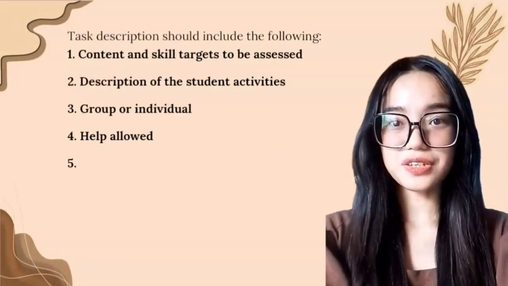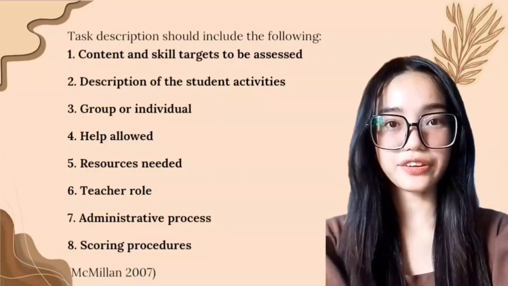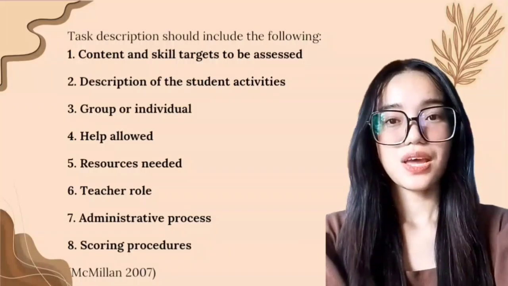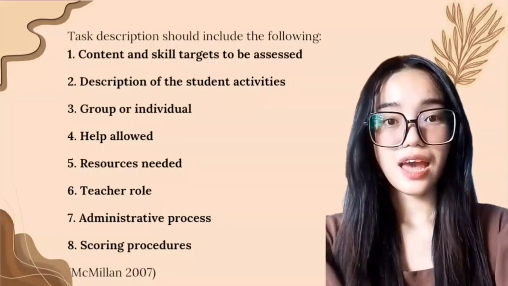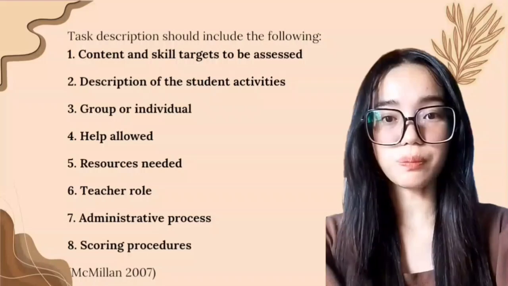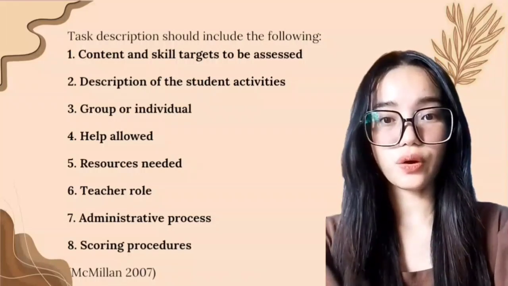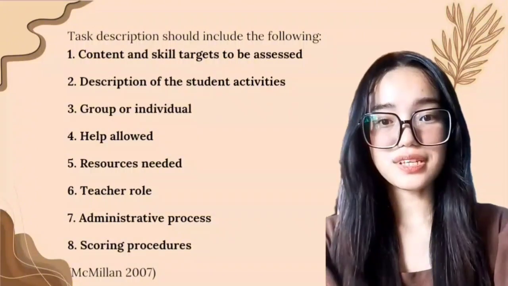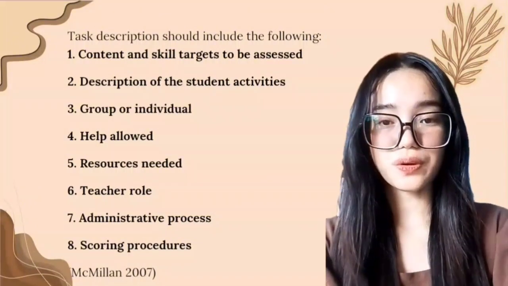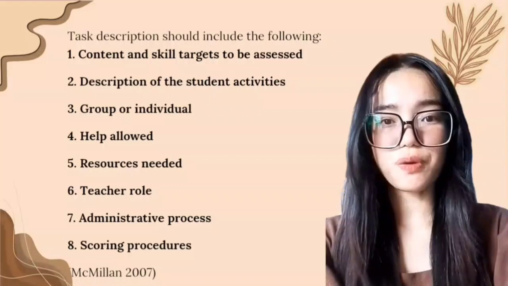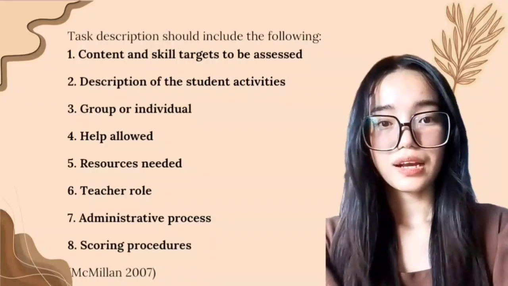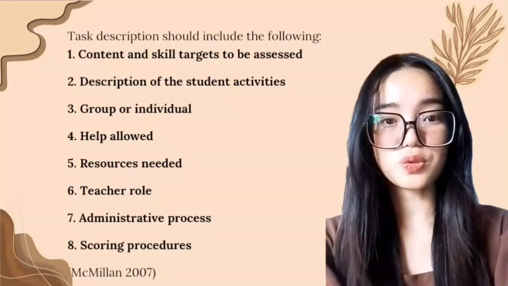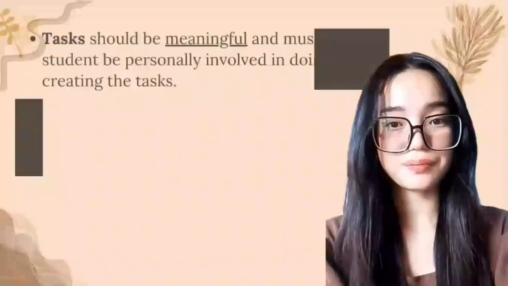So to help students understand what is expected, we need a clear task description. According to Macmillan 2007, this includes content and skills to be assessed, a description of the activities students will perform, whether it's an individual or group task, the kind of help students are allowed to receive, the resources they need, the teacher's role during the task, any administrative processes like timing and setup, and clear scoring procedures for assessment. This structured approach helps students perform confidently and fairly.